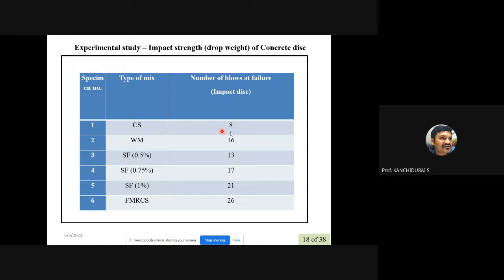The control specimen started to fail within 8 blows, and the welded wire mesh embedment resists up to 16 blows. Then with steel fiber at 0.5, 0.75 and 1%, it gradually increases. Similarly, the fiber and mesh reinforced concrete gives more impact strength.